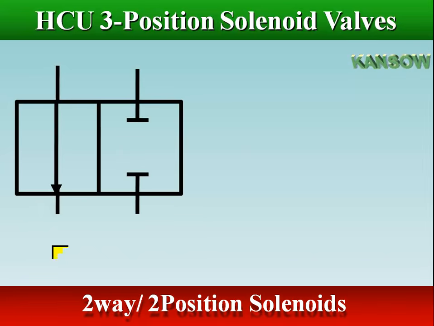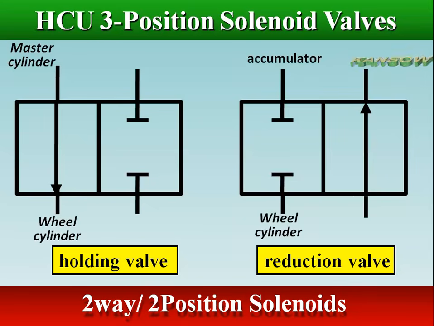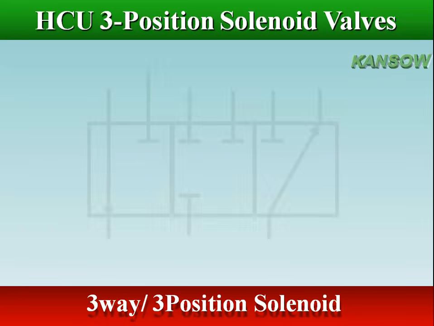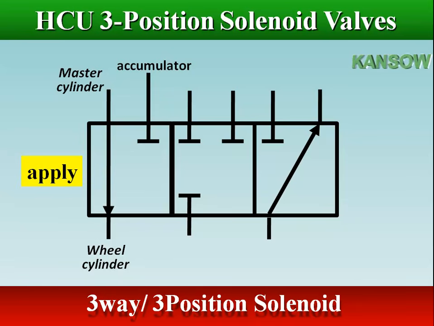The pressure holding valve and the pressure reduction valve are separate valves in two-position solenoid actuators. But in three-position solenoid actuators they are combined into a common assembly. This assembly has one electric solenoid that operates the valve in 3 positions, one position for apply, one for hold, and one for release.